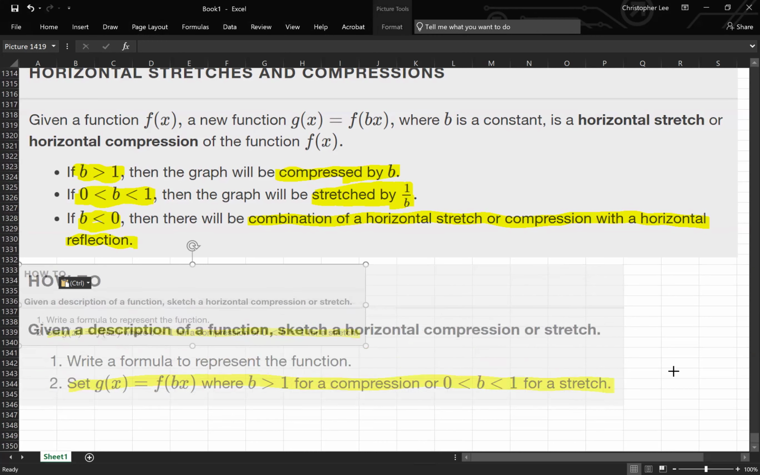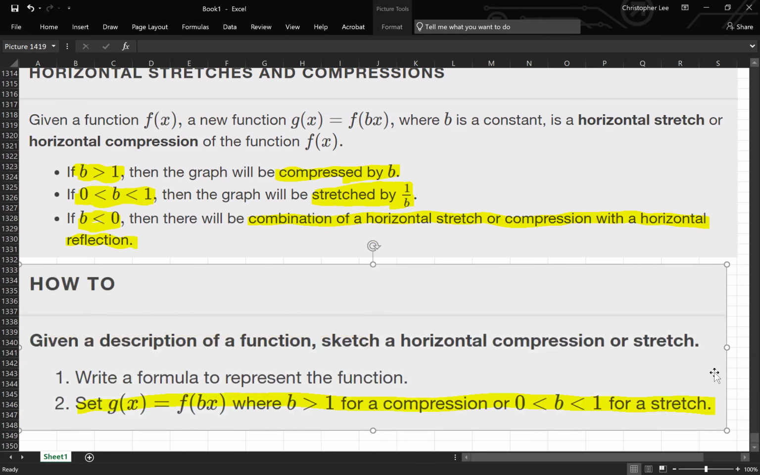All right. So given a description of a function, sketch a horizontal compression or stretch. What we want to do is first write a formula to represent the function. We want to set g of x equal to f of bx, where b is greater than 1 for compression or between 0 and 1 for stretch.